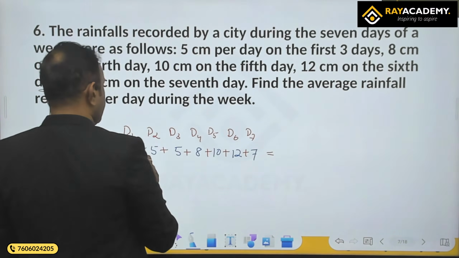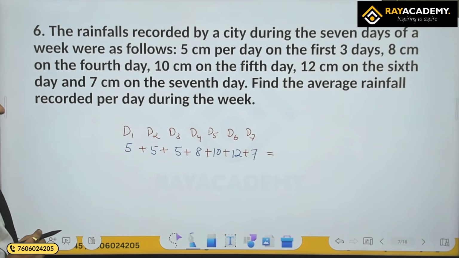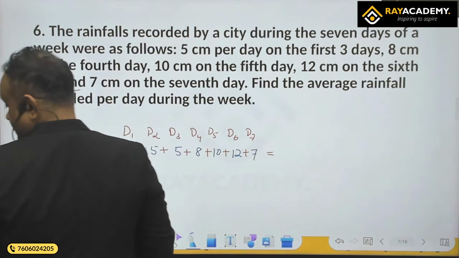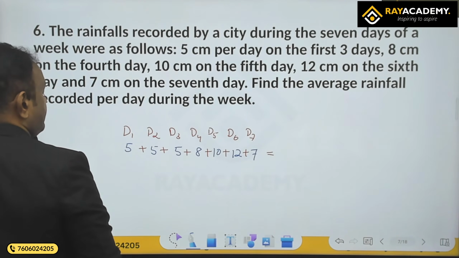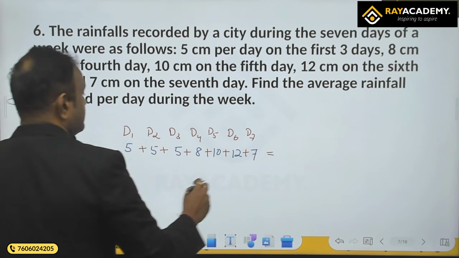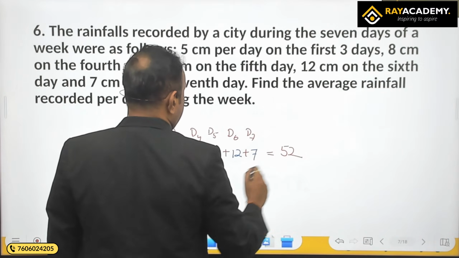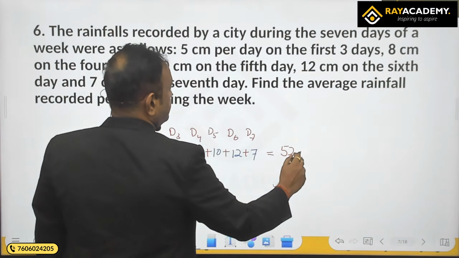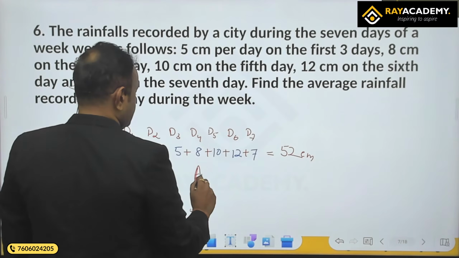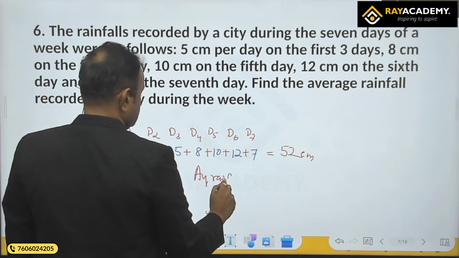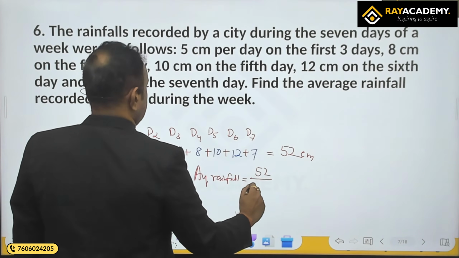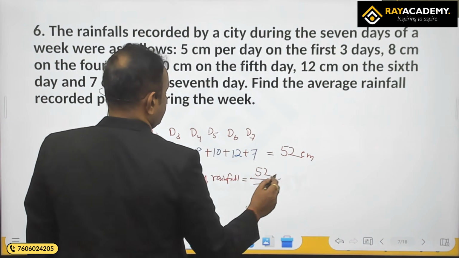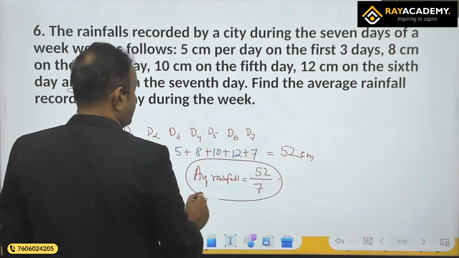So what will the total be? 5 plus 5 plus 5 is 15. 15 plus 8 is 23. 23 plus 10 is 33. 33 plus 12 is 45. Yes, correct. 45 plus 7 is 52. So the total is 52 cm. Average rainfall is 52 divided by 7. Whatever number you get, that is the average rainfall per day in that week.